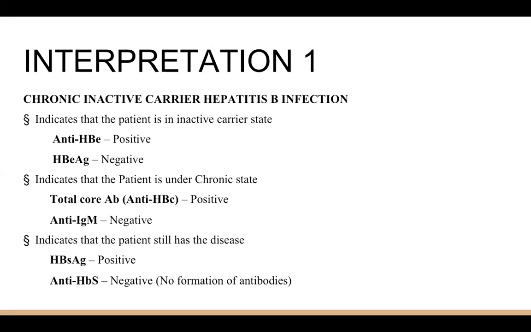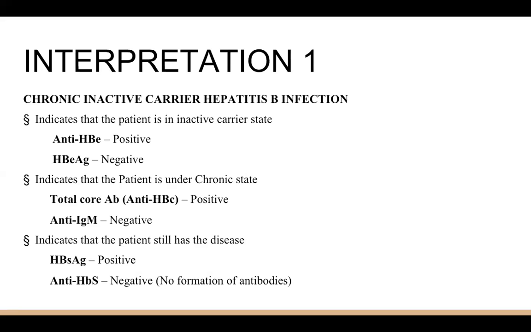For the first interpretation, chronic inactive carrier hepatitis B infection. Why? Because the anti-HBe is positive and the HBeAg is negative, which indicates that the patient is in an inactive carrier state. Then the total core antibody or anti-HBc is positive and anti-IgM is negative, which indicates that the patient is in a chronic state. Lastly, the HBsAg is positive and the anti-HBs is negative, which indicates that the patient still has the disease.